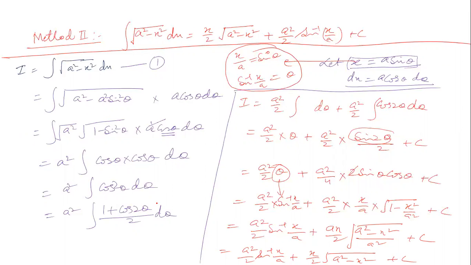So by the substitution method, we have calculated the integration of square root of a square minus x square, and it is a square upon 2 sine inverse x by a plus x by 2 square root of a square minus x square plus c. That's all.